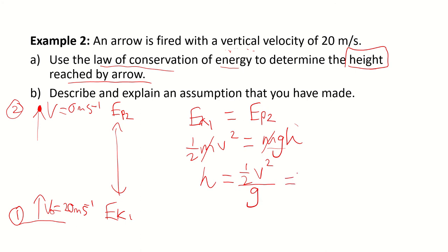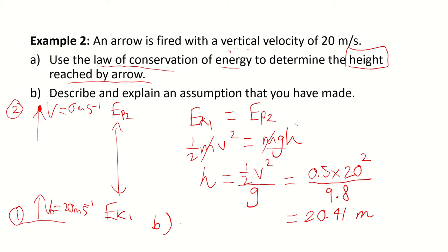So if we type that into our calculator, we'll have a half times v squared, which is, it got shot up with an initial speed of 20. So 20 squared divided by the acceleration due to gravity, which is 9.8. Then if we type that into our calculator, half times 20 squared divided by 9.8, we'll get that it's going to reach a height of 20.41 meters.